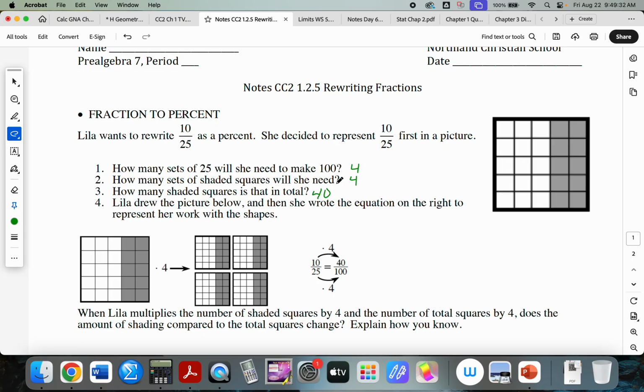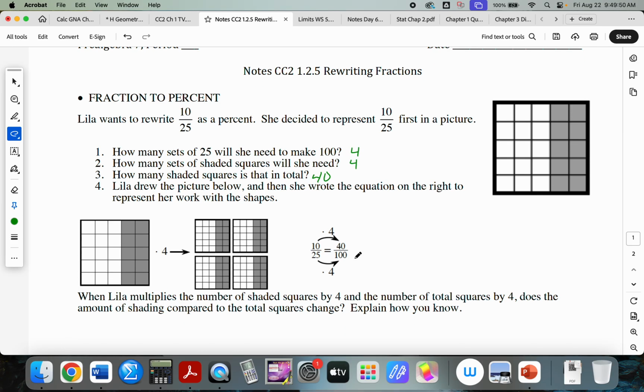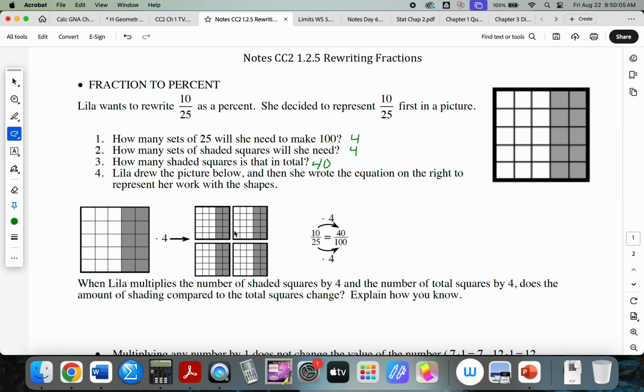So this is what's happening here. She's starting with this and going, oh, if I had 4 sets of those, I would have 100 small squares in total, and of those, 40 of them would be shaded. So when Lila multiplies the number of shaded squares by 4 and the number of total squares by 4, does the amount of shading compared to the total squares change? That's a more difficult question.